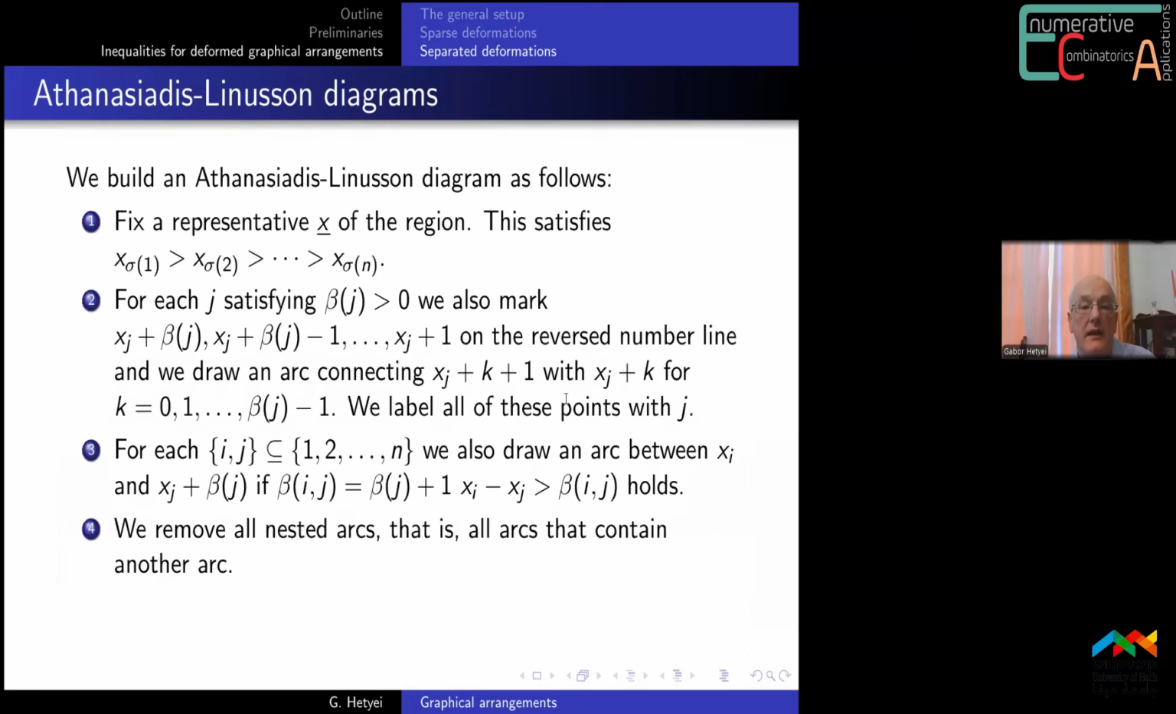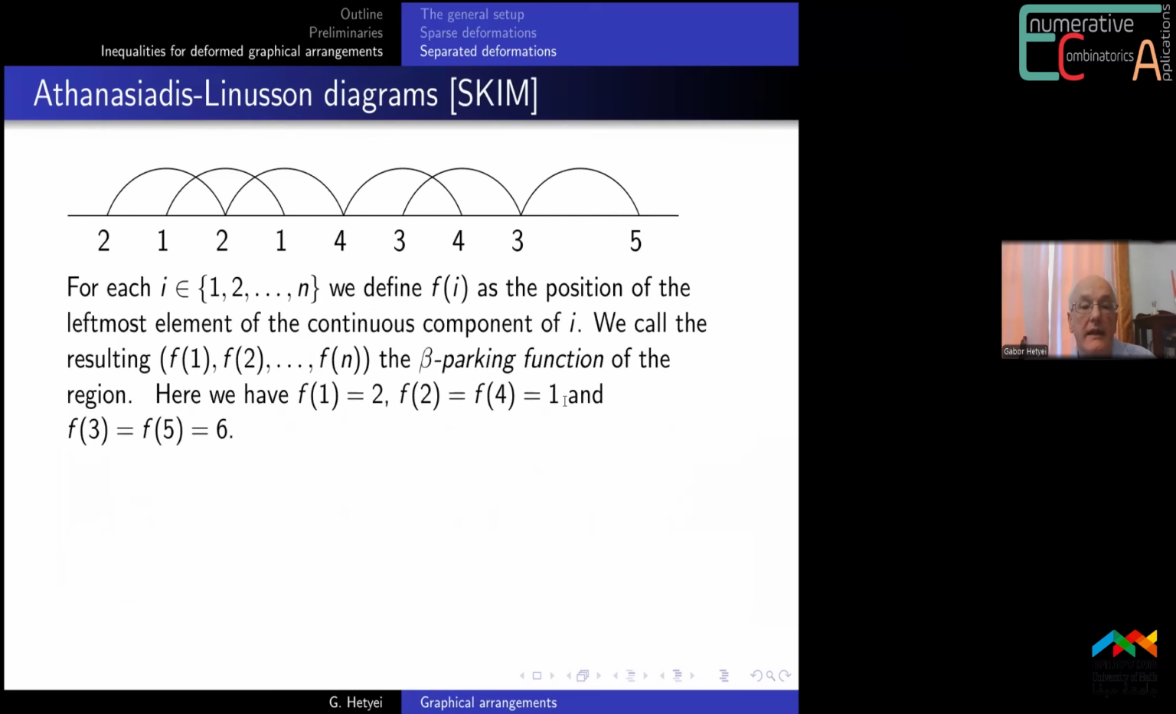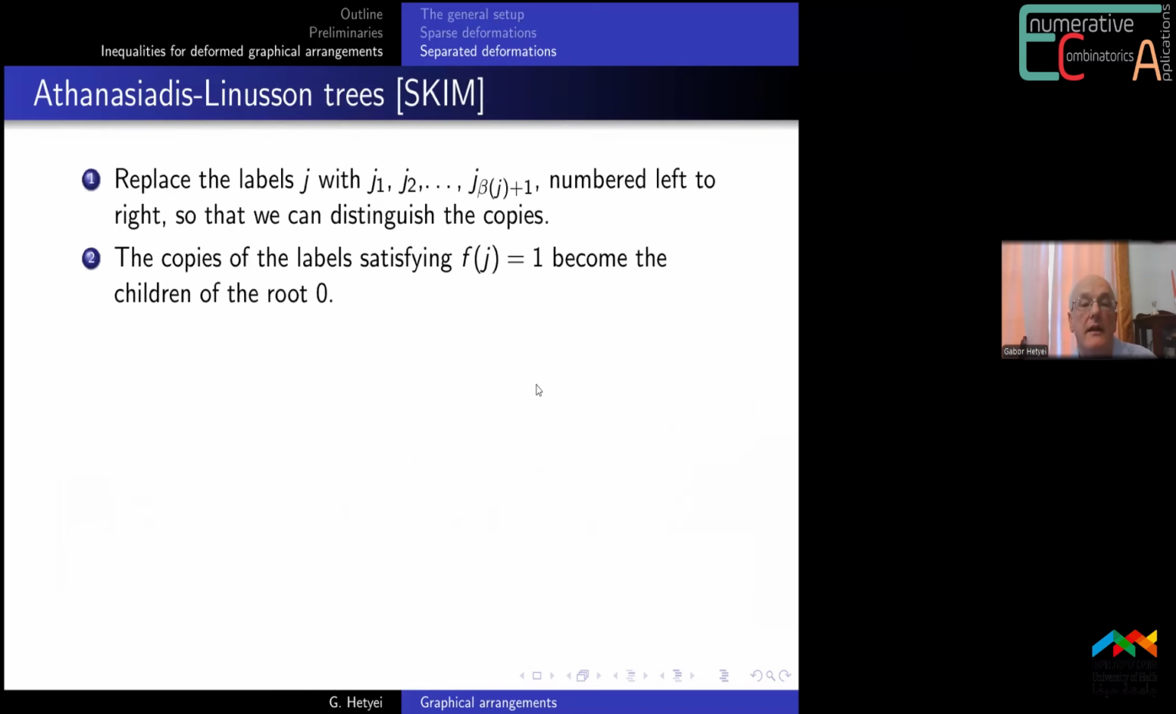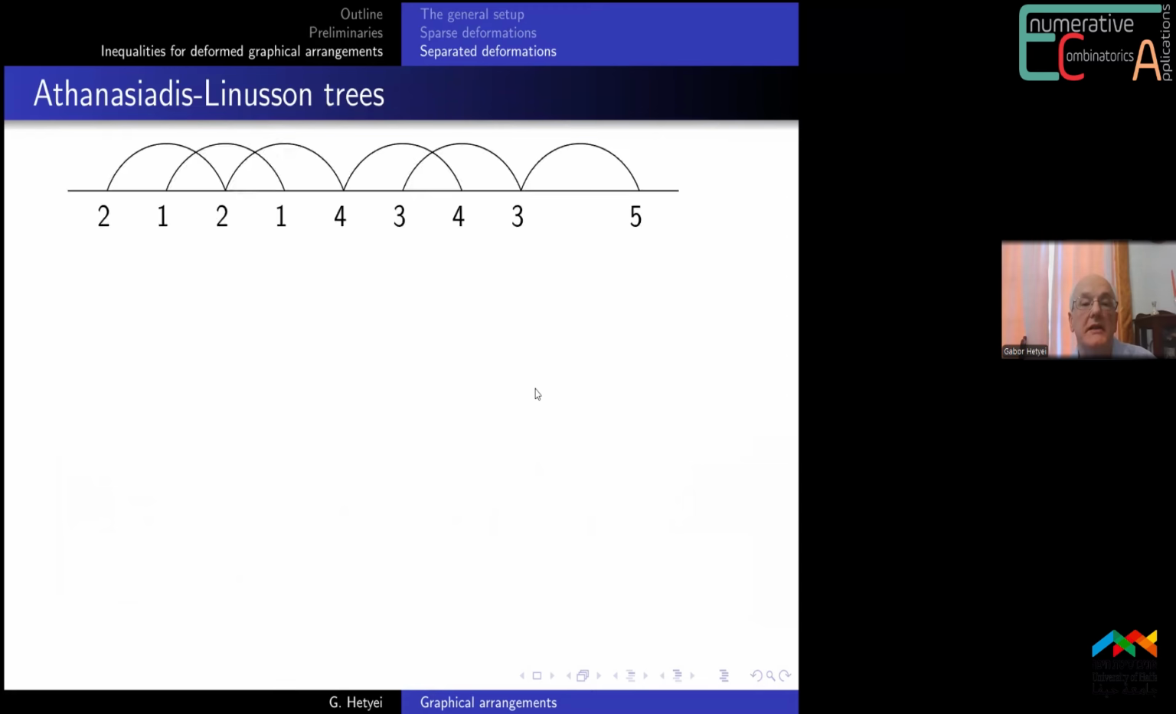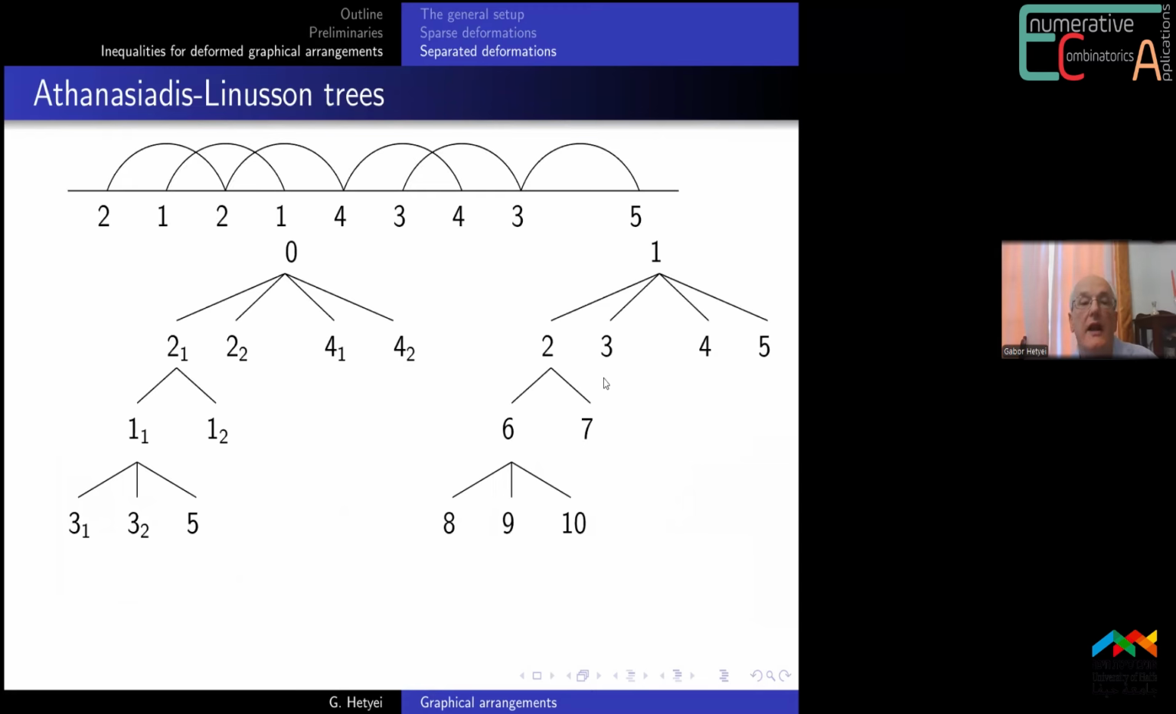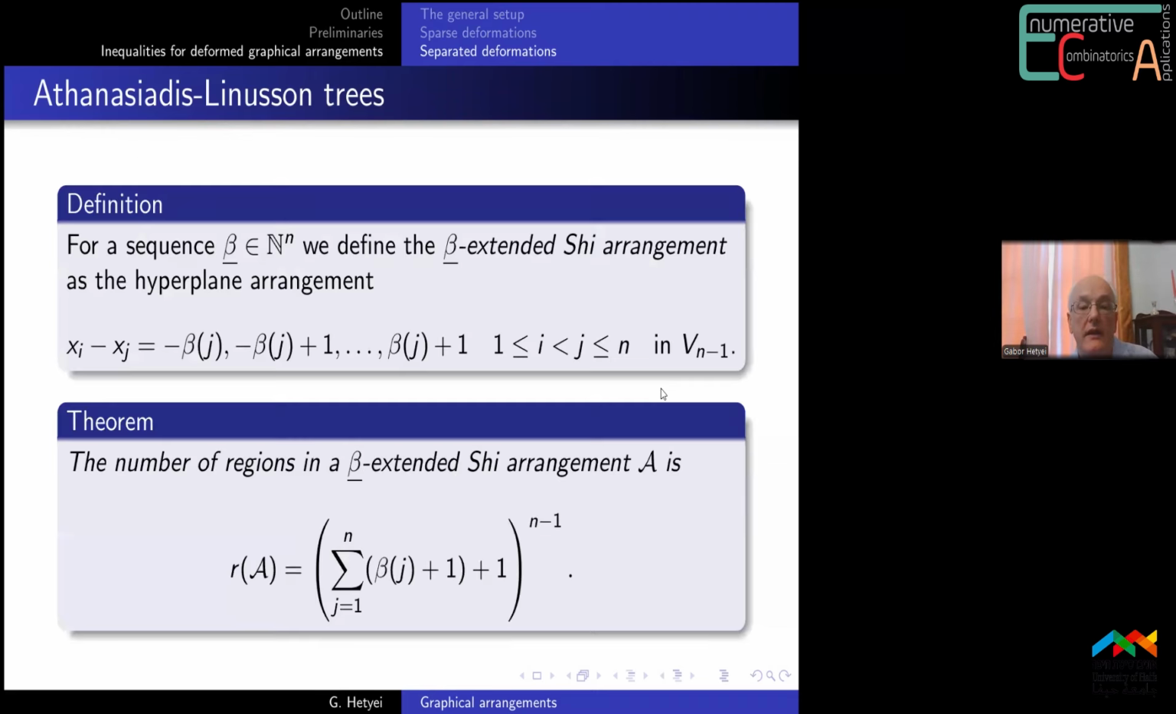Okay, in these, we have parking functions counting the regions, and Athanasiadis and Linusson didn't work this out, but there is an exercise in Bruce Sagan's book that can be used to introduce parking trees and count the regions. And so therefore, we can define beta extended shear arrangements and generalize the formula for the number of regions of the shear arrangements. And the proof uses a colored variant of the Prüfer code algorithm.